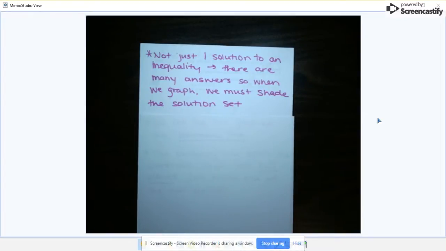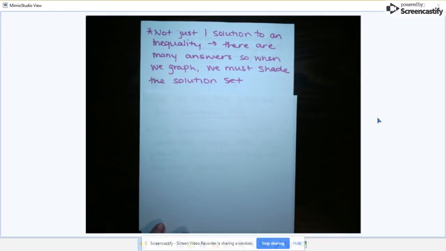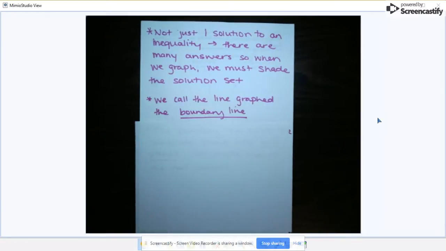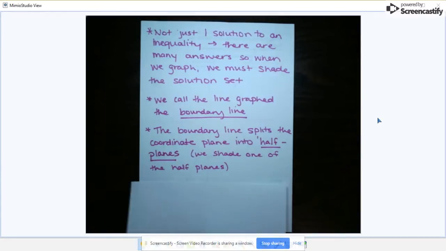Since we have more than one point that satisfies our inequality, when we go to graph, we have to show that. And we show that by shading a particular side of our line. That shaded region is our entire solution set. So you could choose any point in that shaded part and that point would work in your inequality. When we graph our line, we call that the boundary line. The boundary line splits our coordinate plane into two separate pieces, two halves, and we call each of those halves a half plane.